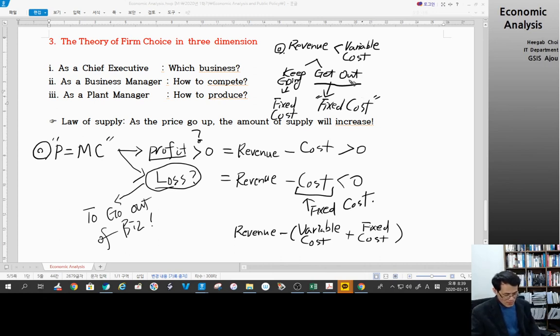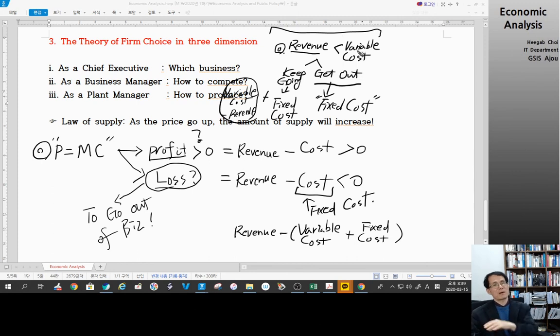Right? Now, if you keep going, the revenue is less than the variable cost. So you are incurring more cost than the fixed cost. What's that? That is variable cost. Some of the variable cost is covered by this revenue. Variable cost minus revenue is the extra cost you should pay to keep going. So if the revenue is less than the variable cost, not considering this fixed cost, you should get out. But how about this case?